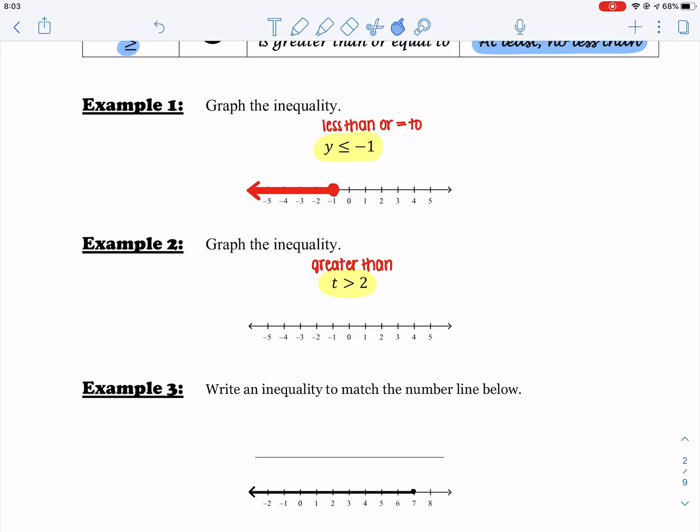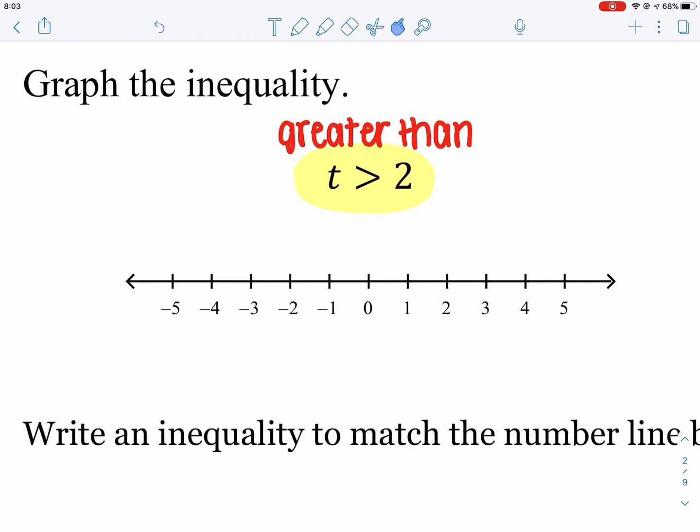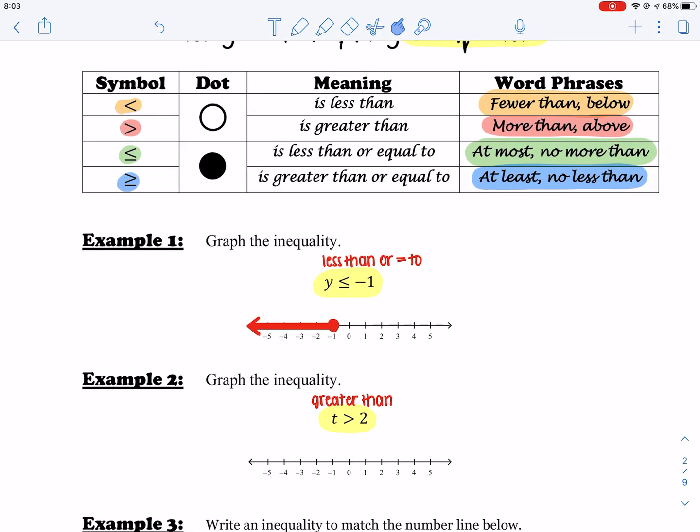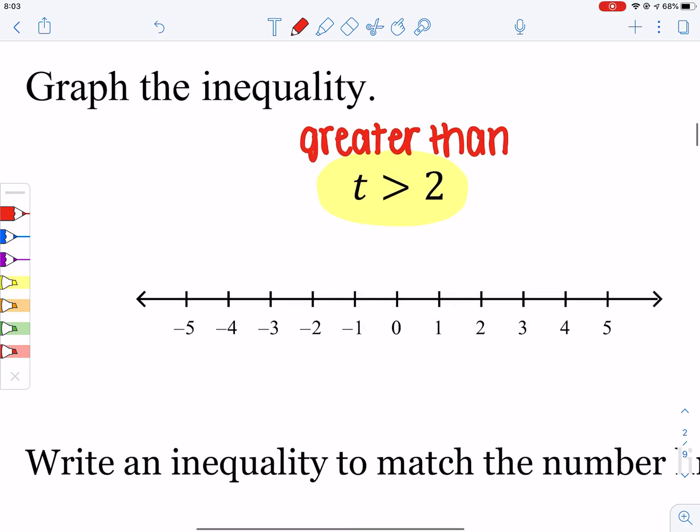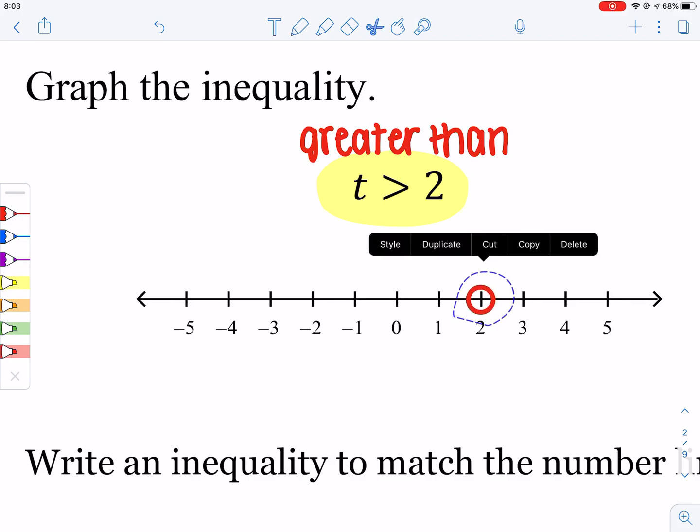And I need us to graph all the numbers that are greater than 2. And again, use this chart up top to see that when you see the greater than symbol, you're going to use an open dot, because if the number has to be bigger than 2, it cannot be equal to 2. 2 is not bigger than 2. So I need a number that is greater than 2. So let's put an open circle on 2.